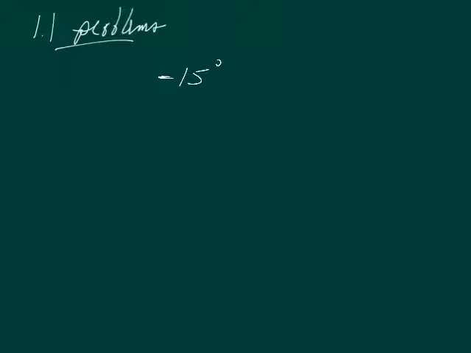At noon, it has warmed up by 8 degrees. So it's 8 degrees warmer, so it's moved over to the right, or moved up. So if it's -15 at 11 and we go up 8 degrees, that means we add 8 degrees to that temperature. And that gives us -7 degrees by noon.